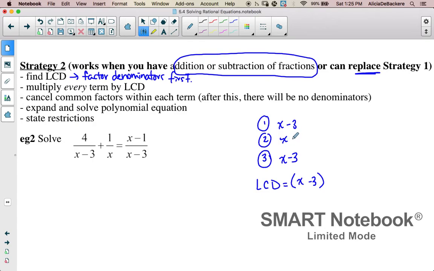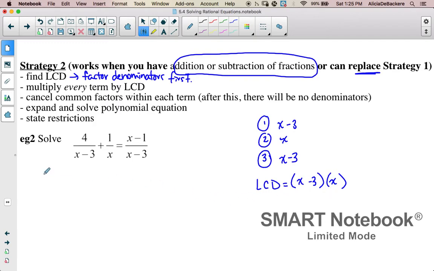Well, no, I don't. Remember, this is like x minus 0, right? That's not the same as this. So I need an x factor. And then I get to number 3, and it says you need at least one x minus 3. Well, I already have one, so I'm not going to repeat myself. Don't add a second one. That would no longer be the lowest common denominator. So here's my lowest common denominator.